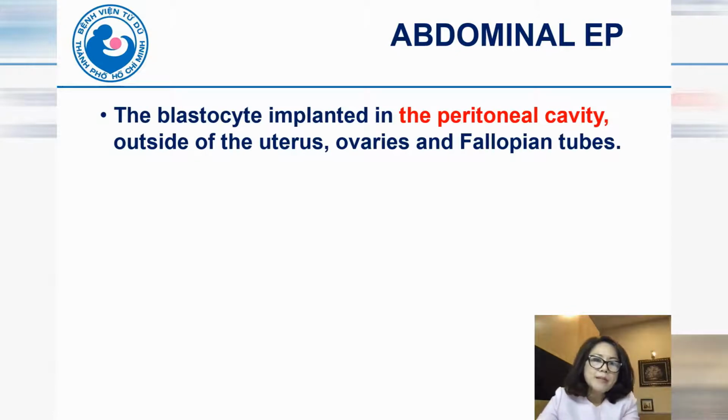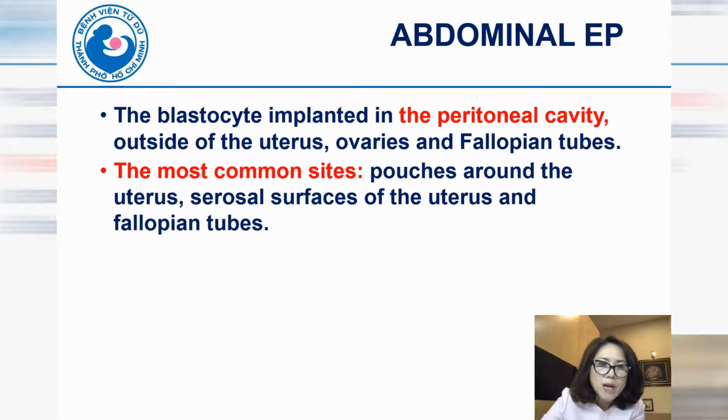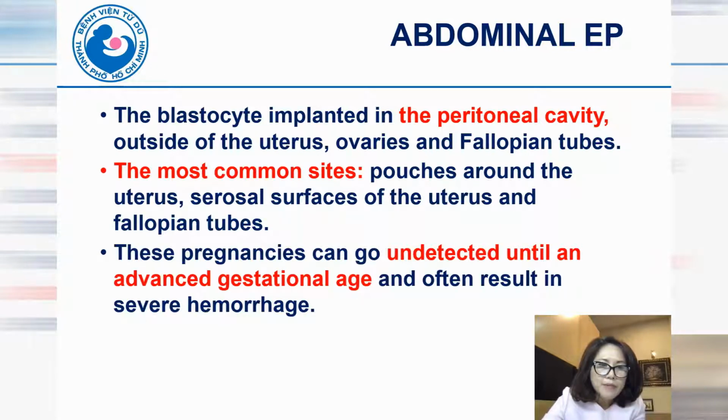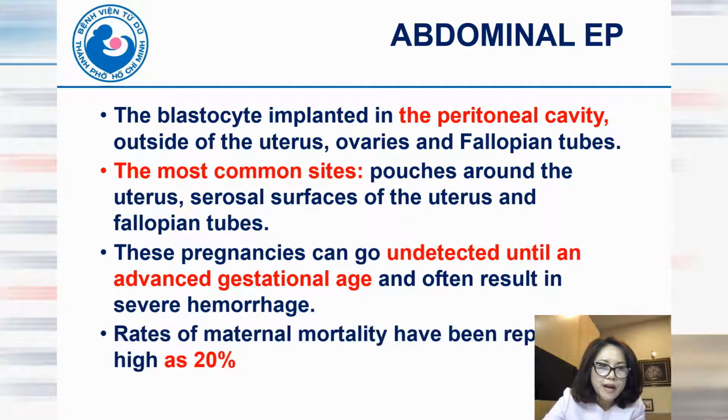Abdominal ectopic pregnancy occurs when the blastocyst implants in the peritoneal cavity, outside of the uterus, ovary, and fallopian tube. The most common site of abdominal ectopic pregnancy is the pouch of Douglas, on the serosal surface of the uterus and fallopian tube. The pregnancy can go undetected until an advanced gestational age and often results in severe hemorrhage, so the rate of maternal mortality has been reported as high as 20%.